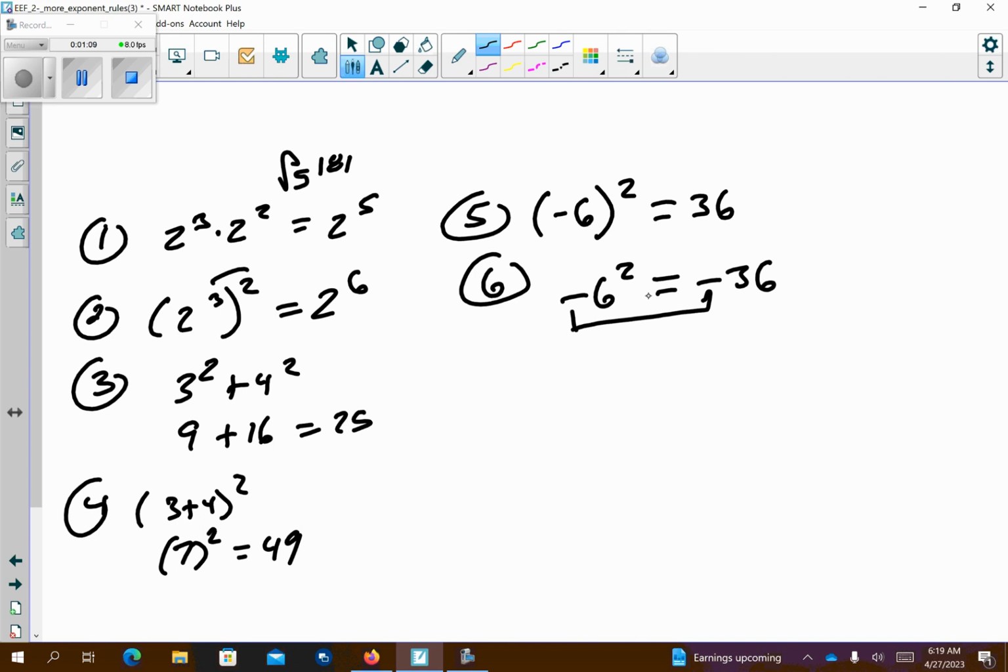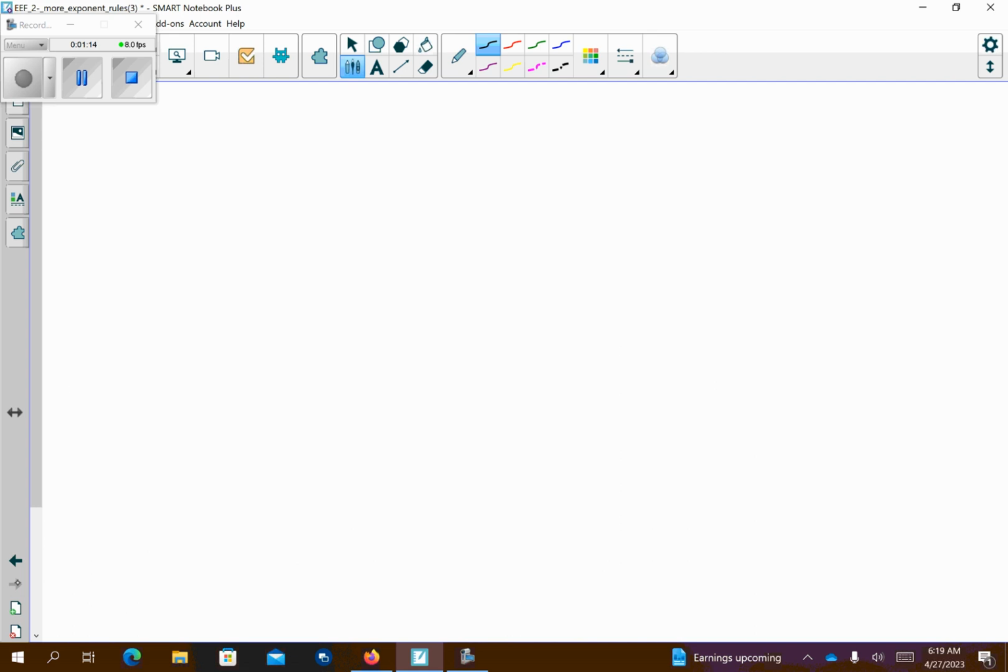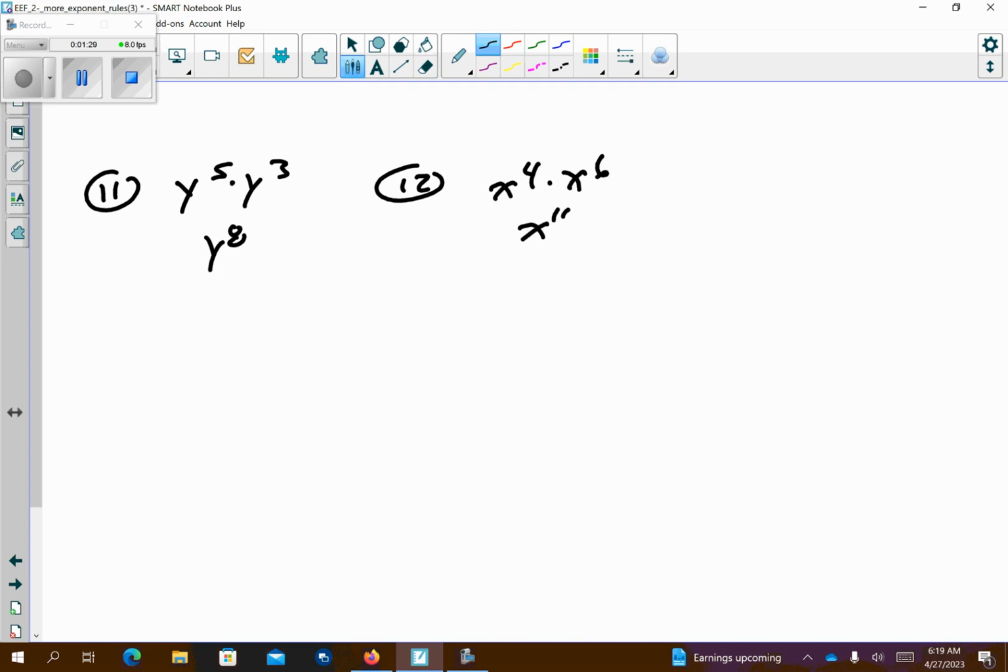7, 8, 9, and 10, you can skip over. Don't worry about those. Number 11, y to the fifth times y to the third. Like bases, add the exponents, so you get y to the eighth. Number 12, x to the fourth times x to the sixth. Like bases, go ahead and add the exponents, so that's x to the 10th.